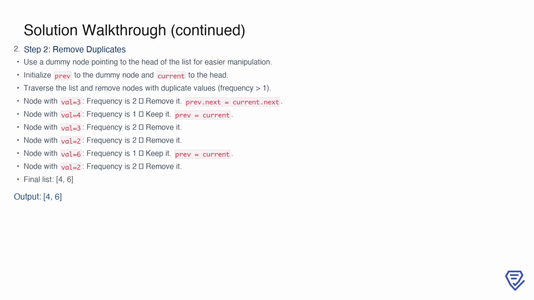If the frequency is greater than 1, we remove the node by updating previous.next to skip current and point to current.next. For instance, the first node with value 3 has a frequency of 2, so it is removed. The next node with value 4 has a frequency of 1, so we keep it and move previous to this node. This process continues for all nodes until we reach the end of the list. After removing all duplicates, we are left with the final list, 4, 6.